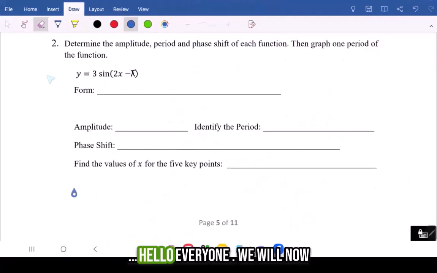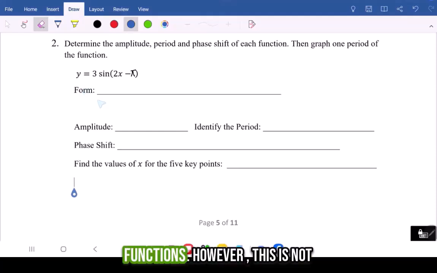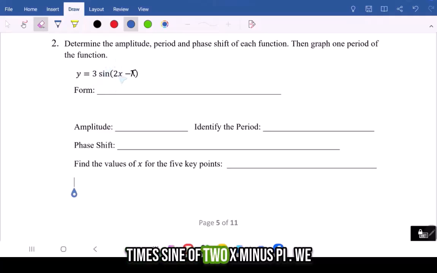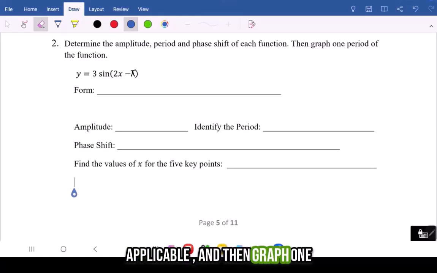All right? Hello everyone. We will now work on question number 2 under the free form section of project 2. This is a question on graphing of trigonometric functions. However, this is not a multiple choice question. Here we will have to work through the steps one at a time and then sketch the graph of the function. The function given to us is y equals 3 times sine of 2x minus pi. We have to first determine the amplitude, period, phase shift, if any vertical shifts are applicable, and then graph one period of the function.